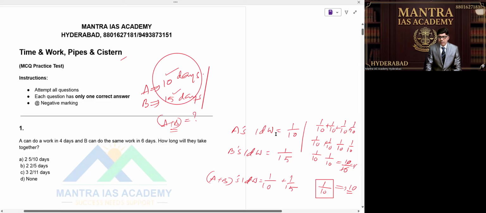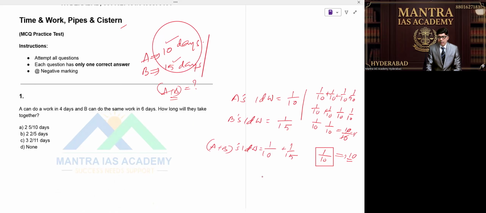How much is it here? You can calculate the value in your own style. First of all, better take the LCM of 10 comma 15, right? You will do that math now. 5 2s are 10, 5 3s are 15, so the LCM is 30, beta. 10 3s are 30, and 15 2s are 30. So 5 by 30, which implies 1 by 6. Now A plus B's 1 day's work is 1 by 6.